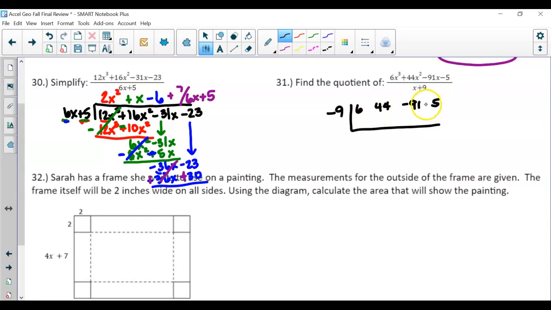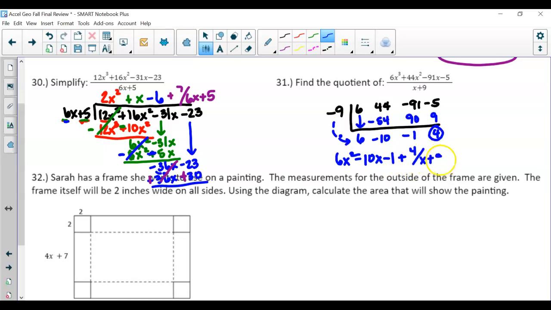So we're going to now go through -5 here and solve. So remember, always bring down the first term, then multiply below. So this is -54, and then add above, you get -10. Multiply to get positive 90, add to get -1, positive 9 with a remainder of positive 4. So this is 6x squared minus 10x minus 1 plus, because that's a positive 4, so 4 over x plus 9.